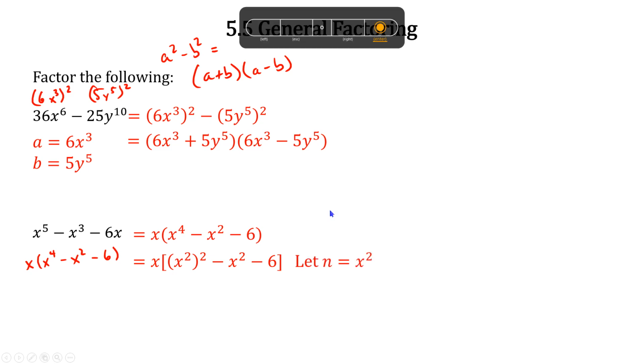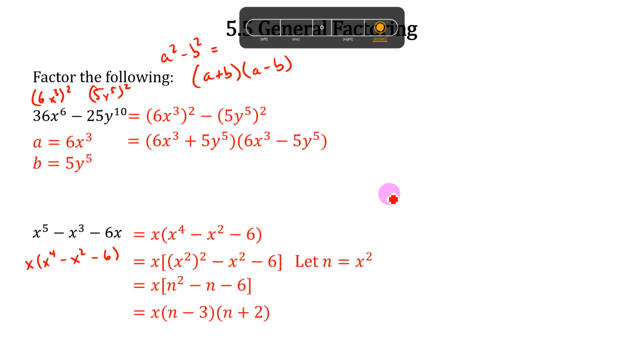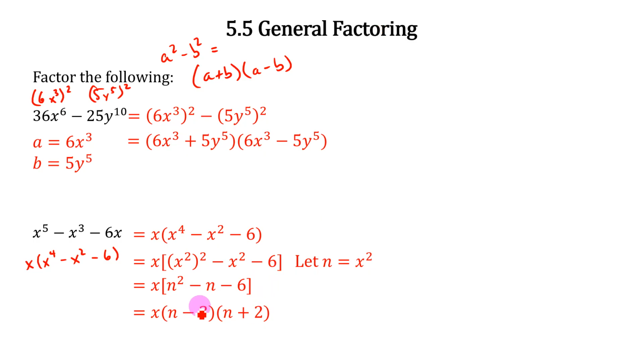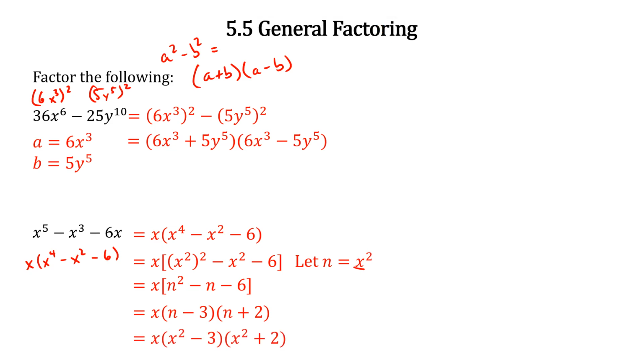And then I'm going to say, let n equal x squared. And again, I'm just ignoring this x on the outside. It just goes for the ride. So now what multiplies to negative 6 and adds to negative 1 should be negative 3 and positive 2. So it's n minus 3 and n plus 2. Well, now I'll just go back and plug in x squared. And there you have it. There's all sorts of general factoring. Like I said, you generally want to try GCF first and then go from there. Good luck.